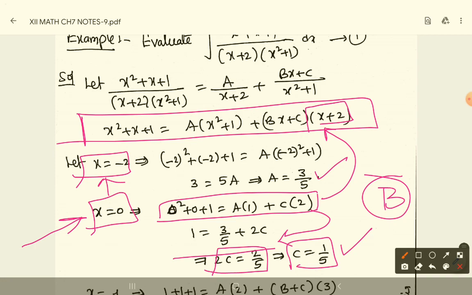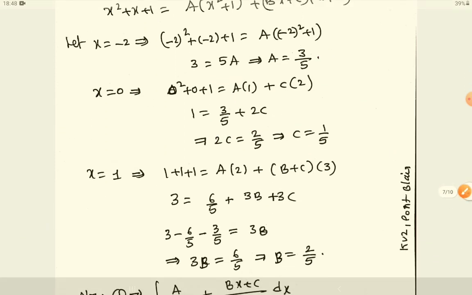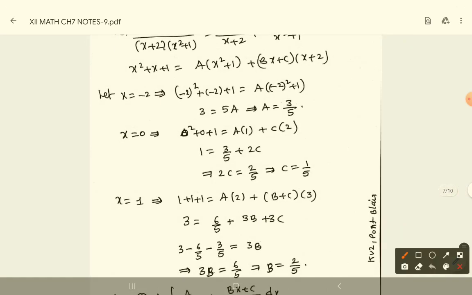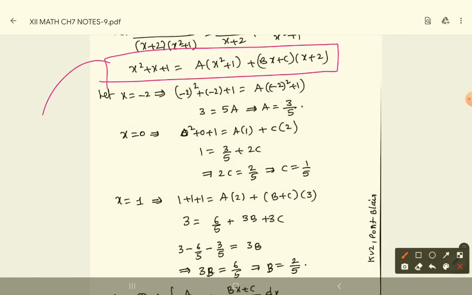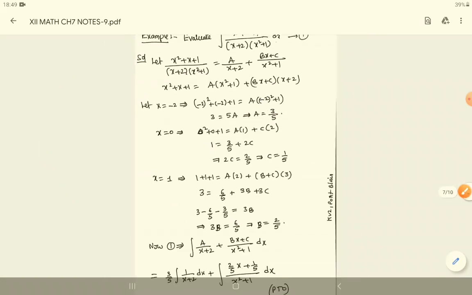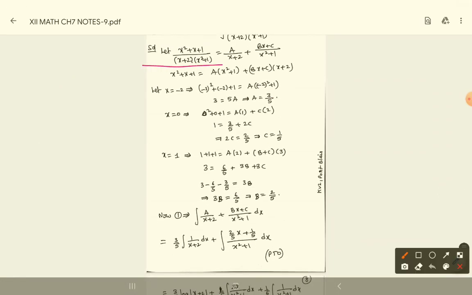Now we have to get b value. How to get b value? Take x is equal to 1 now. You can take x is equal to anything, but take a very simple and small value. If I take x is equal to 1 in this expression, I get the b value calculation. Substituting c is equal to 1 by 5 and a is equal to 3 by 5, I get b is equal to 2 by 5 finally. You must be very careful with calculations. Then after getting the values of a, b, c, substitute all of them in this expression.